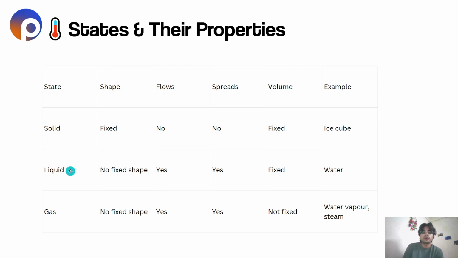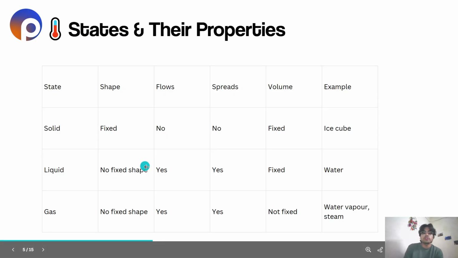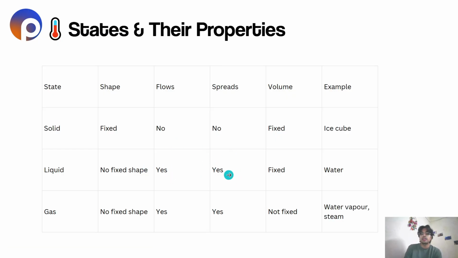Now, if we talk about liquid, liquid has no fixed shape. It can turn into any particular shape. If you put it into a glass, it will take the shape of that glass. If you put it into a bowl, it will take the bowl shape. So it has no fixed shape. It has a flow, it can be spread. If you put it on a surface, it will spread. It has a fixed volume, for example, water.